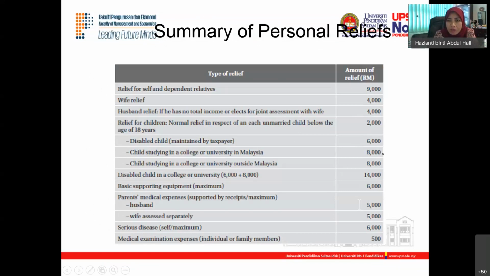Study in college or university 8,000, study in college or university outside Malaysia pun, pergi overseas, Australia, New Zealand, London, semua tu 8,000. Disabled child, so if the child study at a university but also disabled, so the parents can claim up to 14,000, because disabled child ni 6,000 and plus dia belajar dekat university pula 14,000. Basic supporting equipment 6,000, parents medical expenses 5,000, serious disease 6,000 and medical expenses 500. So individual or family members, maknanya spouse and child pun boleh.